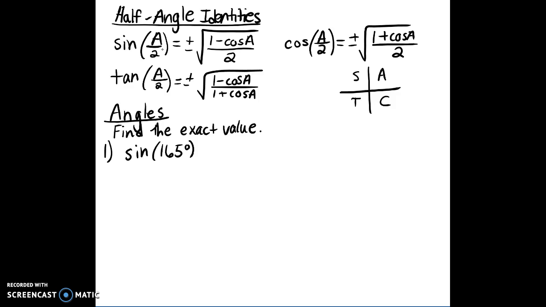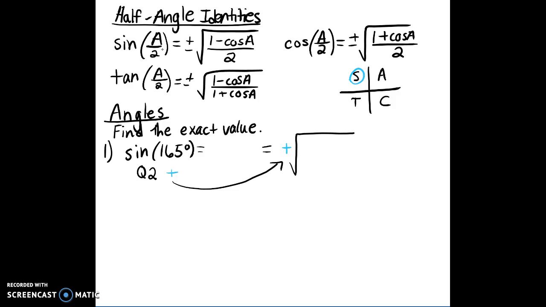So sine of 165, first 165 is in quadrant 2. Sine is positive in quadrant 2. So what that means is I'm going to have a step in between where I write out what angle measurement I'm using. But if sine is positive, that means that I'm going to use the positive version of the identity.